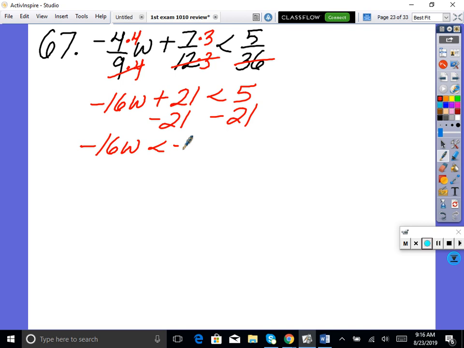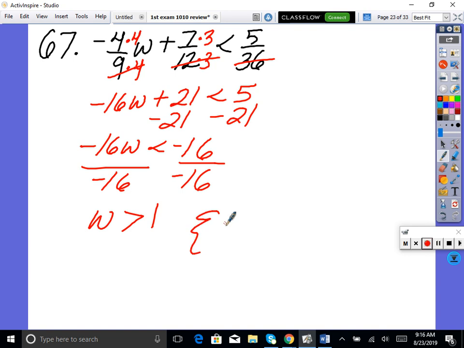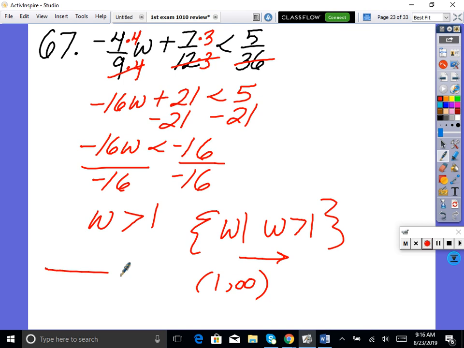So we have w is less than negative 16, divide both sides by negative 16. We just divided both sides by a negative, so I need to change my inequality sign to the other side. So we have w is greater than 1. The set for w such that w is greater than 1. Now this one's not including, and it's pointing that way, so it would be 1 to infinity. And I think we get the picture with our number line. We'll do an open circle pointing that way.